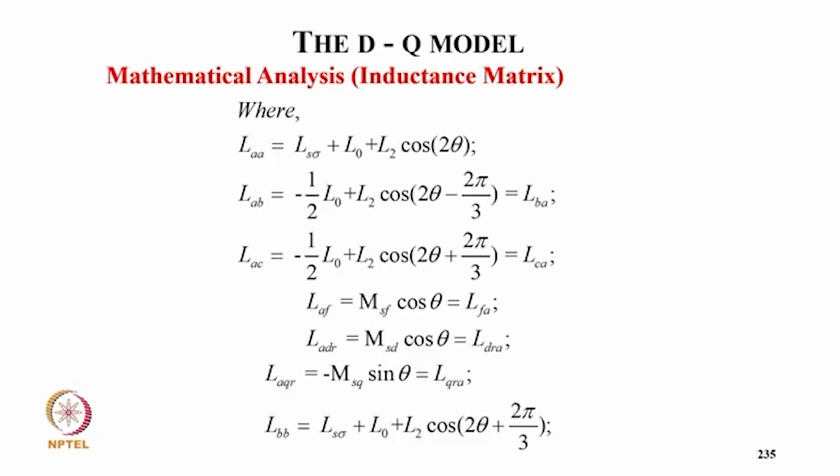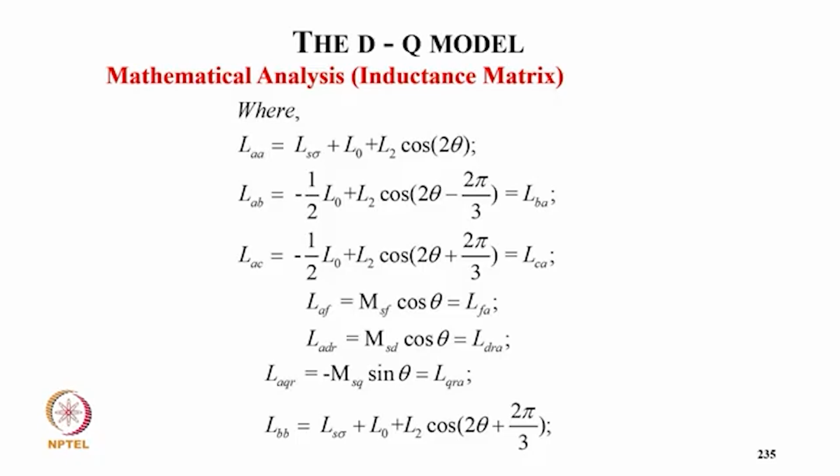Similarly for AB, minus half L0 plus L2 cos(2θ minus π/3); LAC is minus half L0 plus L2 cos(2θ plus 2π/3), that also becomes LCA; LAF is MSF cos θ, that is LFA; LAD is MSD cos θ, that is LDA; and LAQ is minus MSQ sin θ, that is LQA.